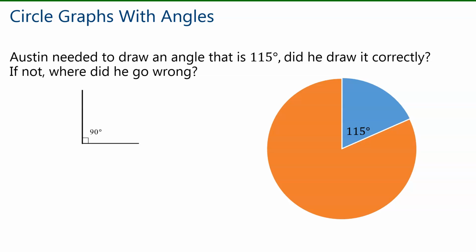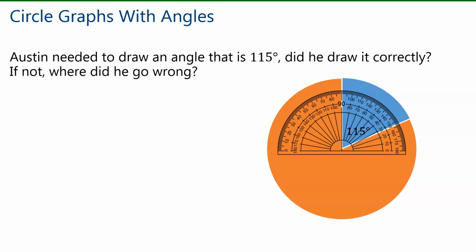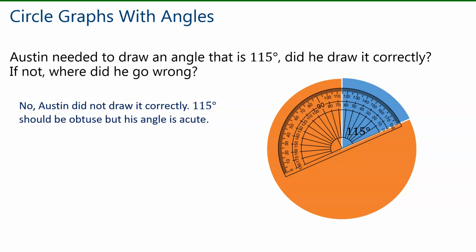So now let's actually measure it to see if we can figure out where he went wrong. So using a protractor, I'll put that in the center of the circle, but now I need to twist it so it lines up with the line. So now looking at the protractor, I see that this is 115 degrees if you were to use the outer angle measurements, but because 0 degrees is here, we're supposed to go up and use the inner angle measurement, which is actually 65 degrees.